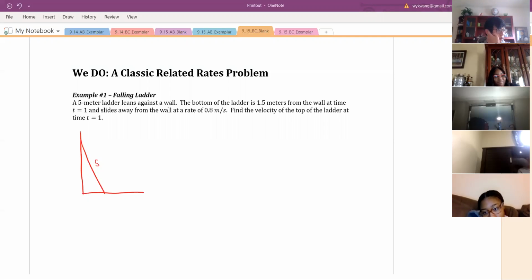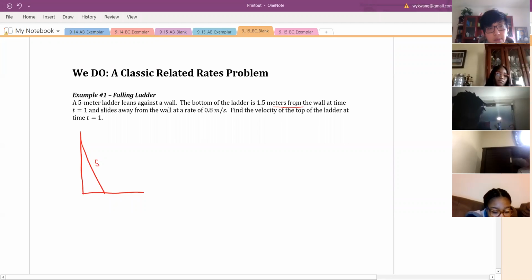Okay, cool. So we're gonna try to draw this problem out. We have a ladder that's leaning against a wall, right? And the ladder is 5 meters long. That's pretty easy to understand. The bottom of the ladder is also 1.5 meters from the wall at the time t equals 1. So that means the distance from the bottom of the ladder to the wall is 1.5. That gives us this value right here.